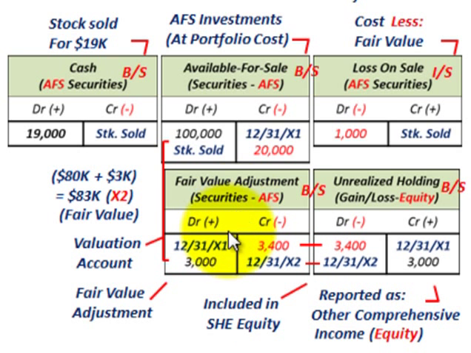So here's our fair value adjustment valuation account. And if we look at, let's just look at year X2 of this fair value adjustment. So the net amount here in available for sale would have been $100,000 less our $20,000 sale amount of the stock sold here. So we'd have $80,000 here. And then our fair value adjustment was sitting at a debit amount of $3,000. And that directly increases our available for sale securities. Add it to the $80,000 here. So our fair value of those securities at the end of year X2 is $83,000.